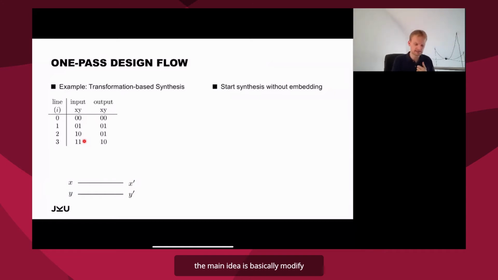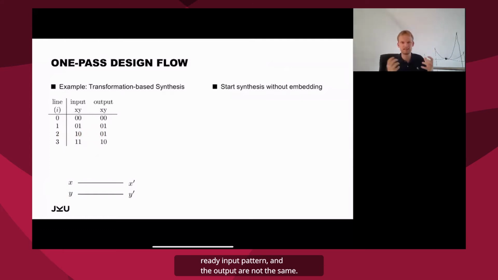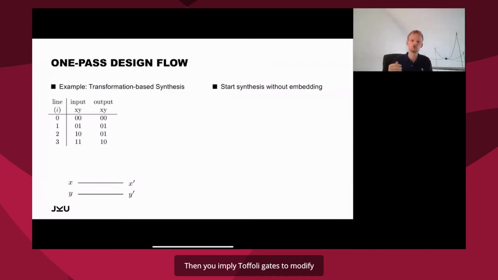Transformation-based synthesis, the main idea is basically to modify your function so that at the end of the day, you always get the same input pattern as the output pattern, and you're doing that for all the lines. Whenever you reach a line in the truth table where the input pattern and the output pattern are not the same, then you apply Toffoli gates to modify your function so that eventually you end up with the identity function. That's what we're going to do here as well. And again, I'm doing it with a non-reversible function.